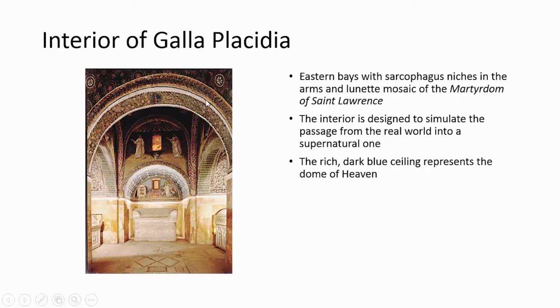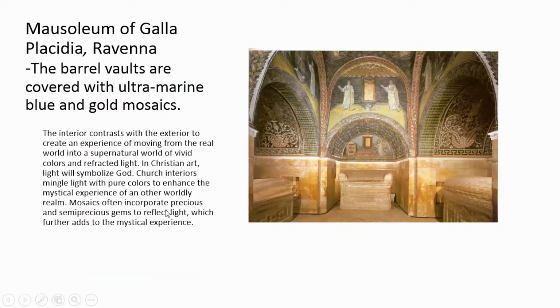But this gives you a sense of the structure. And so you can see here the lunette with the decoration. This particular one is St. Lawrence, and then the caskets all around. Here's another view of the same thing from a little bit farther away. It's very, very small, this mausoleum. And so you can see that there's just four of these arms. You're standing in the center. You can look to the right and the left and see this decoration.